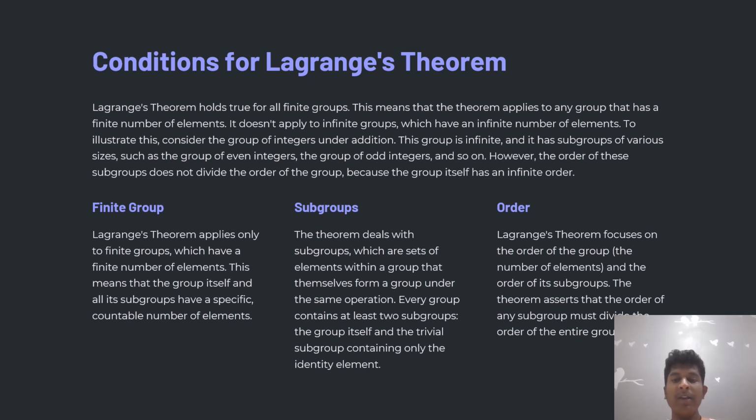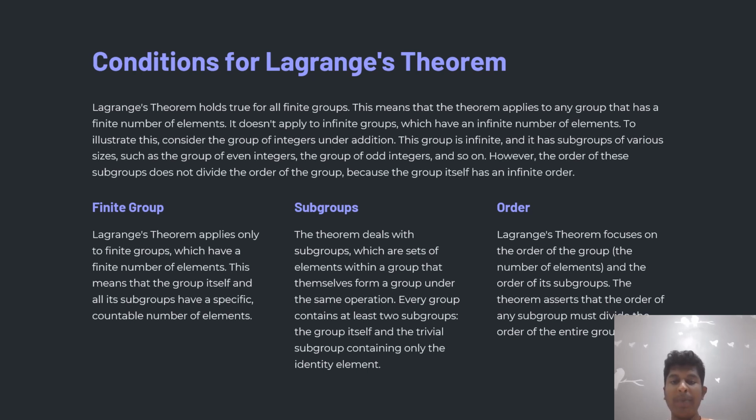To illustrate this, consider a group of integers under addition. This group is infinite and it has subgroups of various sizes such as the group of even integers, the group of odd integers, and so on. However, the order of these subgroups does not divide the order of the group because the group itself has an infinite order. Finite group. Lagrange's theorem applies to finite groups which have a finite number of elements.